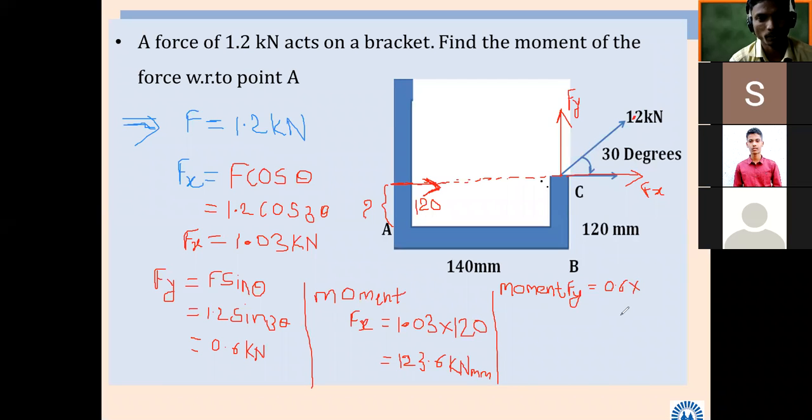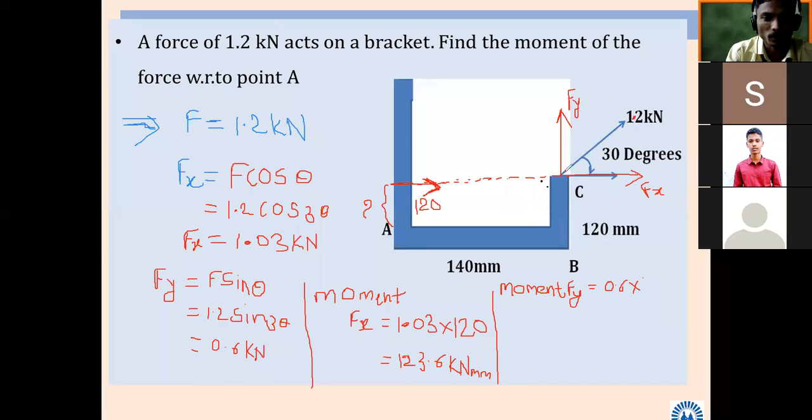0.6 into perpendicular distance. Line of action of force Fy and point A. What is the perpendicular distance? 140. So line of action of force Fy and point A, what is the perpendicular distance? How is it 0? It is 140.